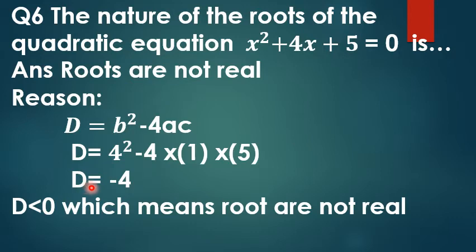It is coming negative. It means our D is less than 0, because the discriminant is negative. When the discriminant is less than 0, it means the roots are not real. So our answer is roots are not real.